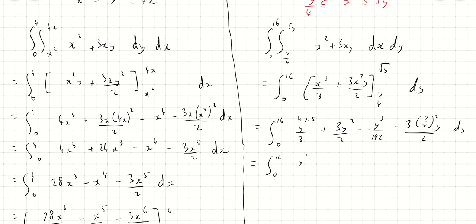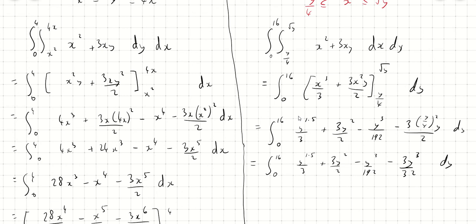I get y to the 1.5 over 3 plus 3y squared over 2 minus y cubed over 192, and that last term is 3y to the 4th, 3y cubed over 4 squared 16 over 32. Okay, good. A little bit complicated algebra, but it comes out in the end.